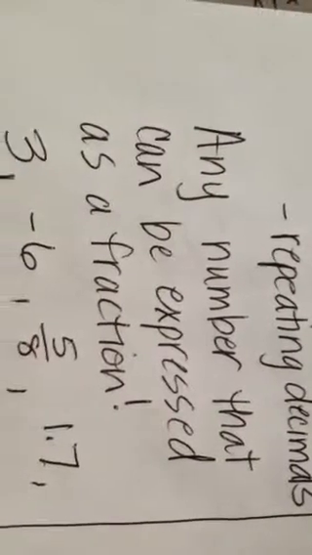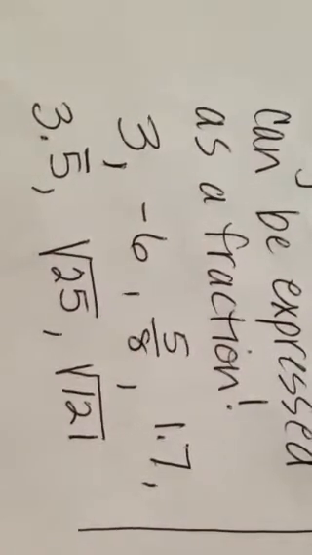and any number that can be expressed as a fraction is rational. And here are examples of rational numbers. 3, -6, 5/8. 1.7 is a terminating decimal. 3.5 repeating is a repeating decimal. The square root of 25 is 5. And the square root of 121 is 11. Those are all rational numbers. The sub can pause so you can get everything written down.